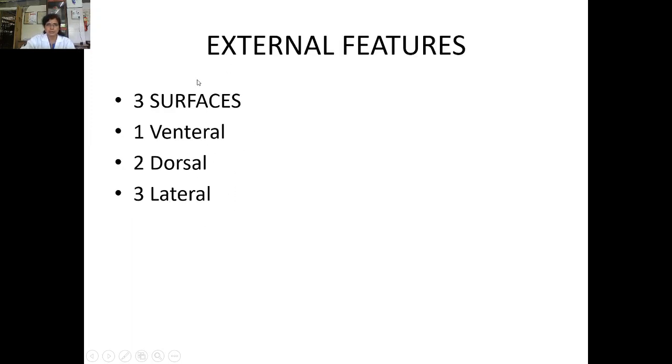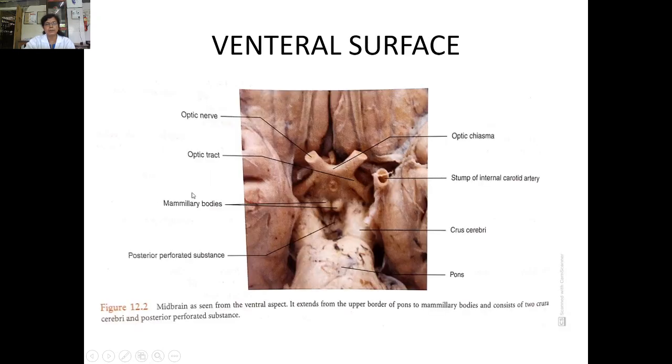The midbrain has three surfaces: ventral surface, dorsal surface and lateral surface. First we will see the ventral surface. In this photograph you see the pons, and from the upper border of this pons, these two peduncles ascend upward and forward towards the cerebral hemispheres, and they form the midbrain. These two peduncles are separated from each other anteriorly by the median sulcus.